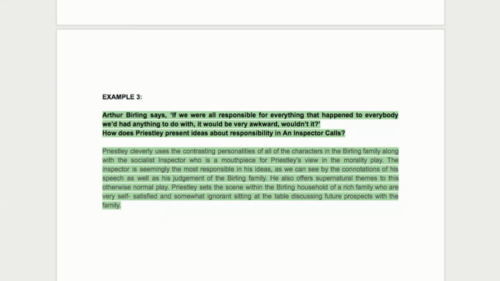So hopefully you've figured out that it's a discursive essay: how does, and ideas about responsibility. So responsibility is your big idea, and you want to split that into different ways that this overall concept of responsibility is explored throughout the play. So it's not asking you to pick a side, it's just asking you to break apart this big idea, this big theme of responsibility, into smaller chunks and talk about each chunk in different paragraphs.